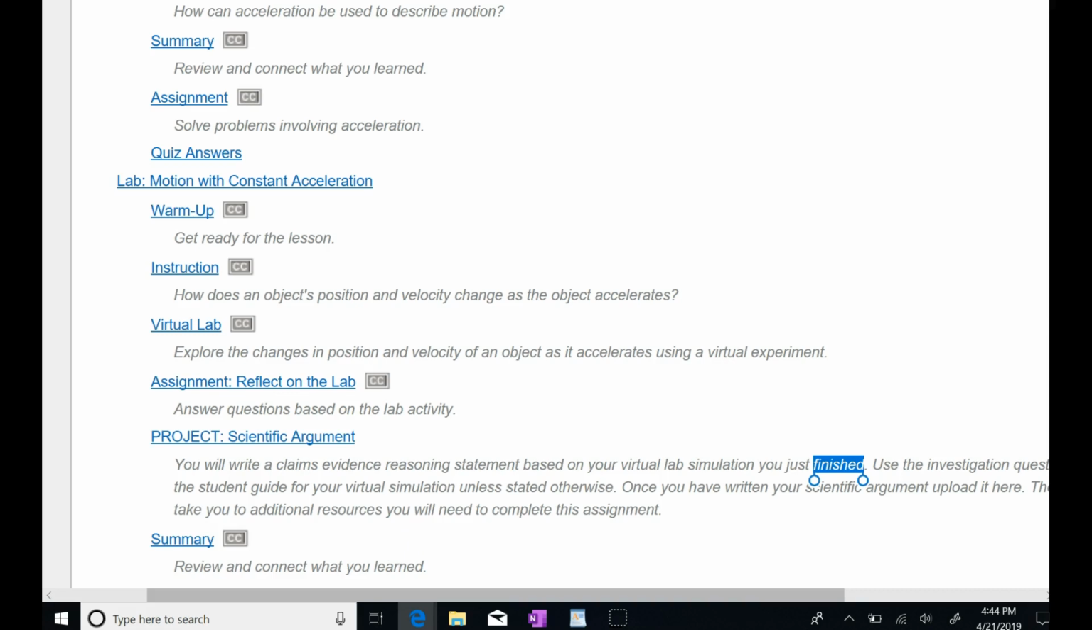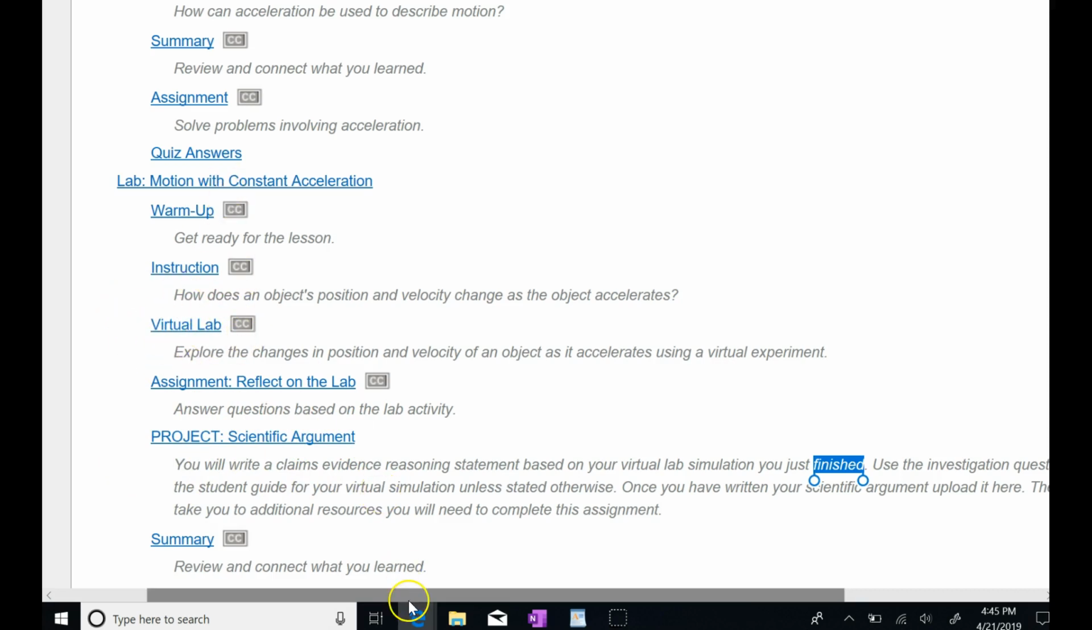So the first report that comes up on Physics A is under Lab Motion with Constant Acceleration. Having looked at some of the reports, I feel that some of you have trouble identifying what this argument is based on. So notice under instruction, it clearly says that you will write a claims, evidence, reasoning statement based on your virtual lab simulation you just finished. So that means the CER lab report is always going to be based on the virtual lab in that section.